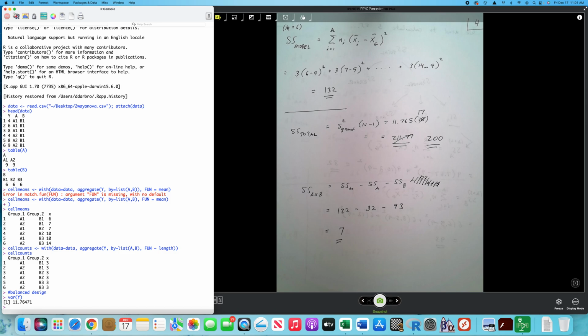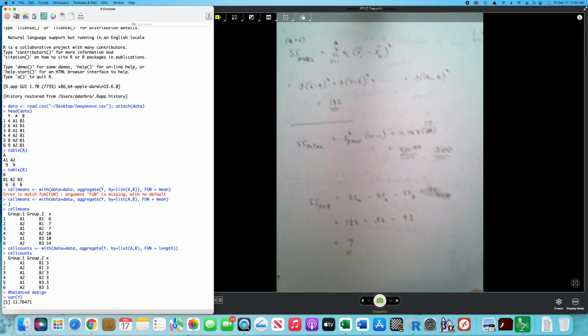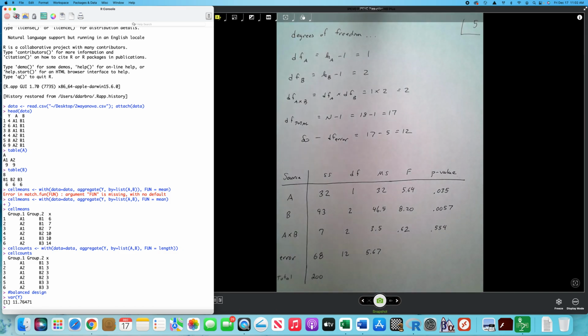So limited rounding issues. From there, I can easily find the sum of squares for the interaction by just taking the sum of squares for A and sum of squares for B, subtracting those from the sum of squares model. And I end up getting 7 for the sum of squares for the interaction. Again, I like this data set because the sum of squares turn out to be nice calculations.